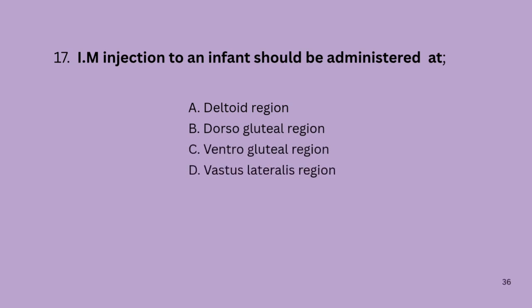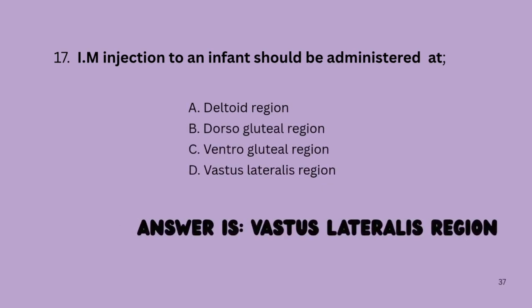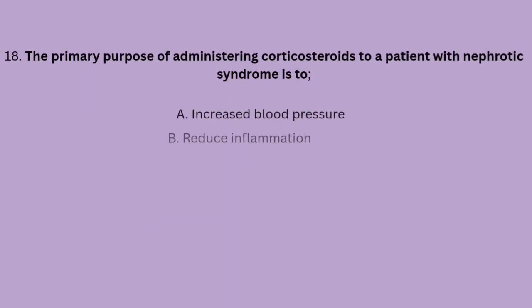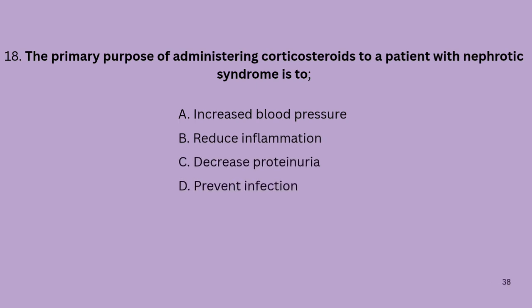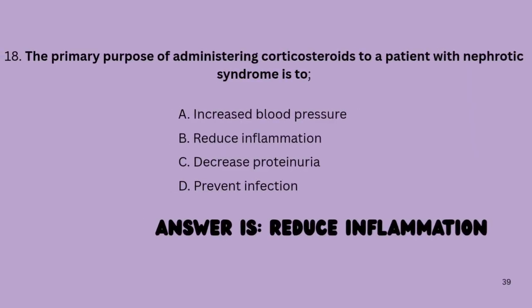Number 17. IM injection to an infant should be administered at deltoid region, dorsogluteal region, ventrogluteal region, vastus lateralis region. The correct answer is vastus lateralis region. Number 18. The primary purpose of administering corticosteroids to a patient with nephrotic syndrome is to increase blood pressure, reduce inflammation, decrease proteinuria, prevent infection. The answer is to reduce inflammation.